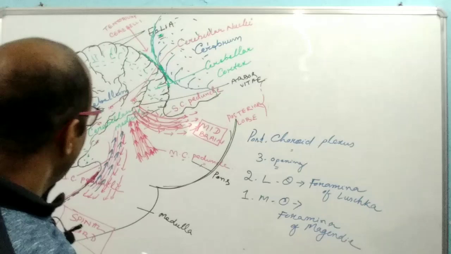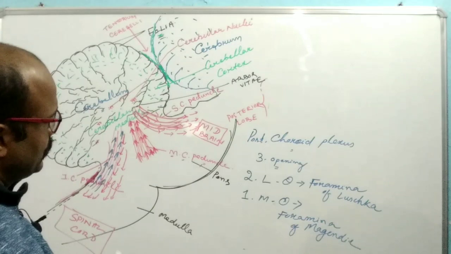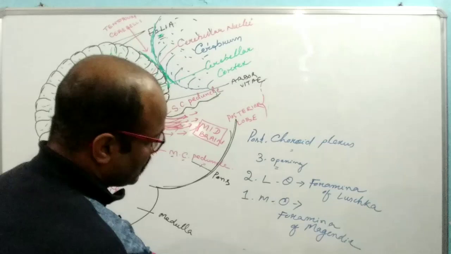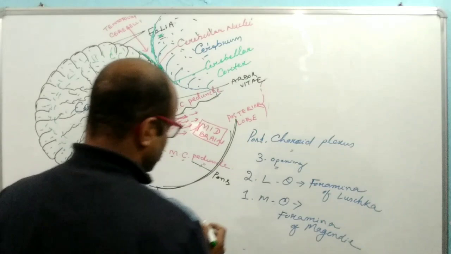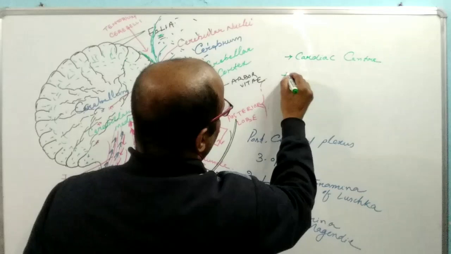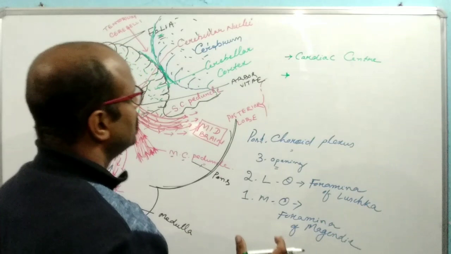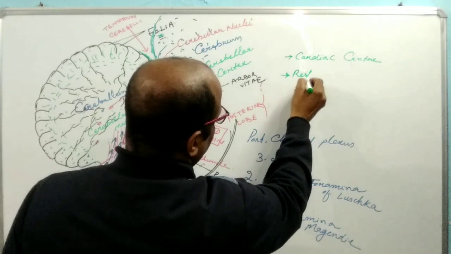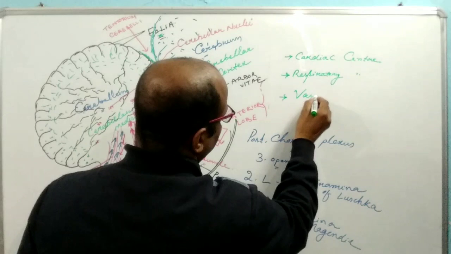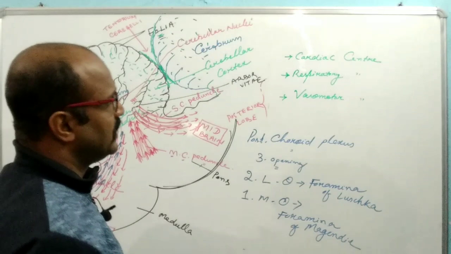And this medulla is also important because it contains the cardiac center, respiratory center, and also the vasomotor center. The cardiac center controls the heartbeat of our body, and it also contains the respiratory center which regulates the respiration of our body, and the vasomotor center which regulates the diameter of the blood vessels.